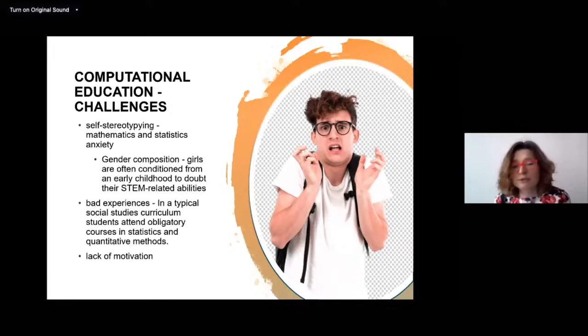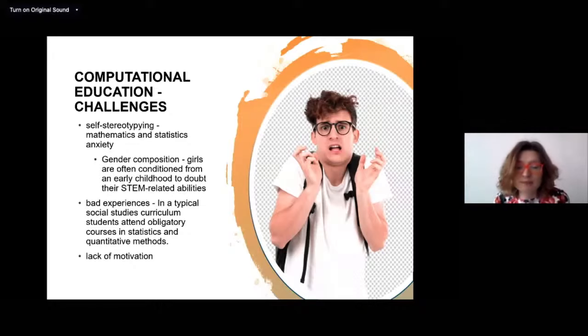So for example, for sociologists, psychologists, people who study education, political science, this type of thinking is not that commonly introduced at the bachelor level. And there are several reasons for why this is the case. We have identified two fronts on which you can look at this problem.